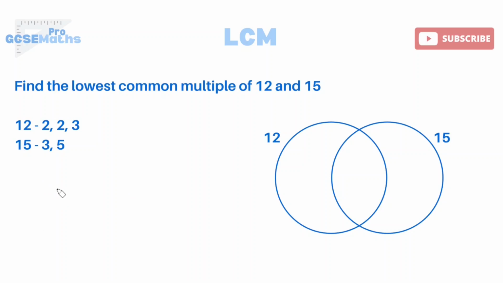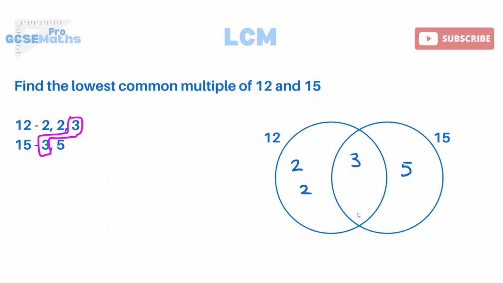Any numbers that they have in common go in the middle. So if you look at this list, you see how they both have a 3. So I'm going to put 1 3 to represent that pair. Now they actually don't have anything else in common. So for the 12, there's 2 2s left over, and for the 15, there's a 5 left over.